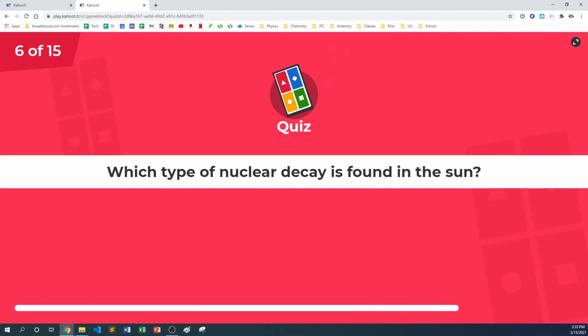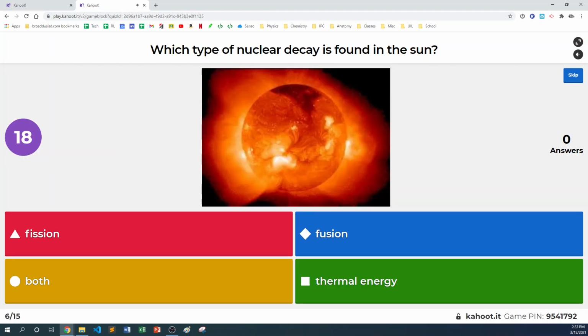Which type of nuclear decay is found in the sun? Fission, fusion. Technically, it's both, but it doesn't count that right. Doesn't count it right. I just clicked the wrong one. I clicked the green one. Same.